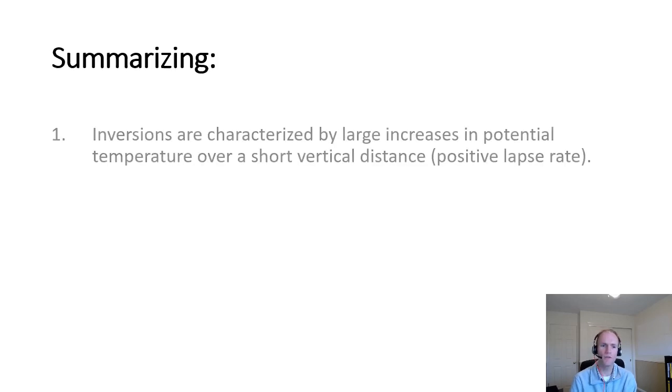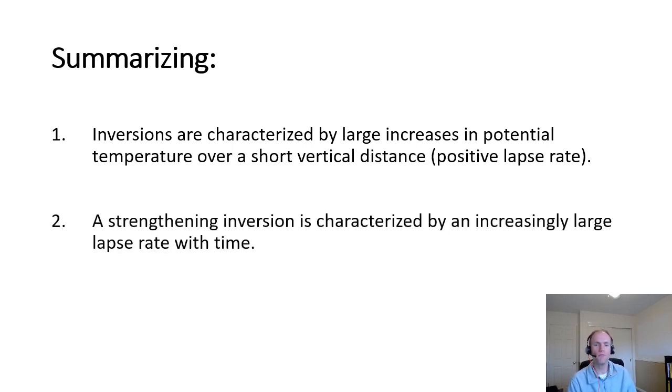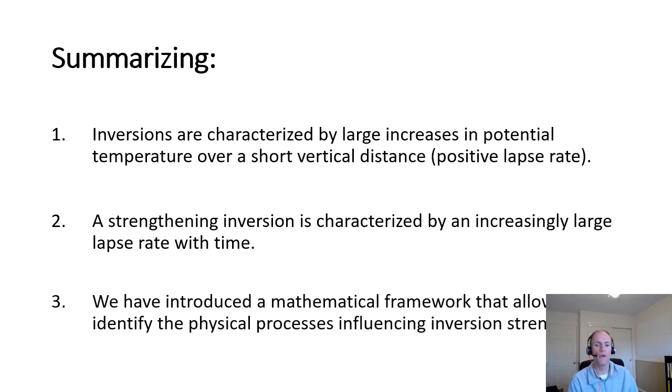So summarizing here, inversions are characterized by that large increase in potential temperature over a short vertical distance, a positive lapse rate as we've defined it here. It's always positive unless you have a dry adiabatic or super adiabatic layer, but it's really, really, really positive through an inversion. A strengthening inversion means that something that is already really positive gets even more positive over the course of time. And we've introduced a mathematical framework here through this lapse rate tendency equation that allows us to identify the physical processes that influence inversion strength, but also where the inversion is found.